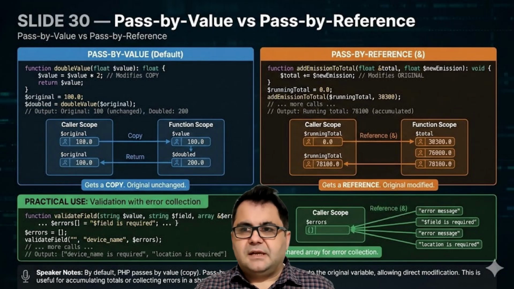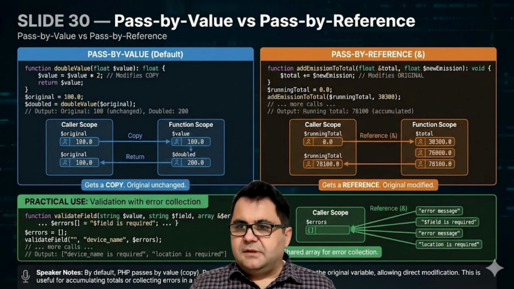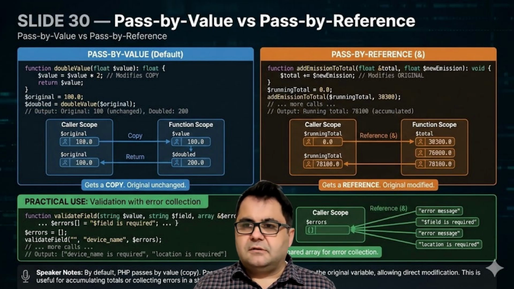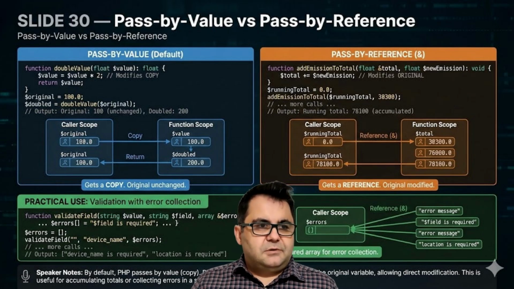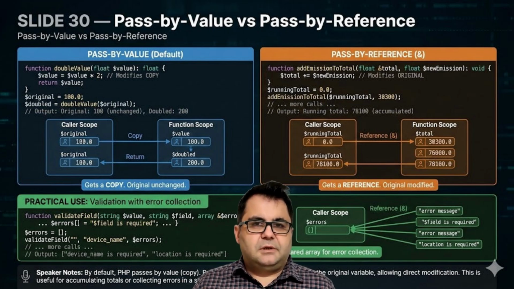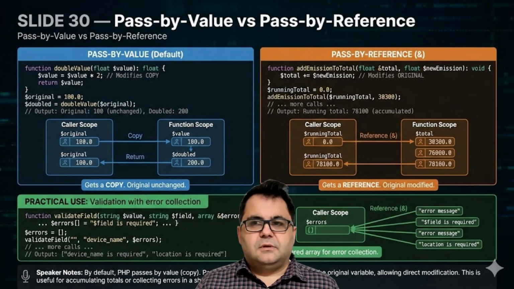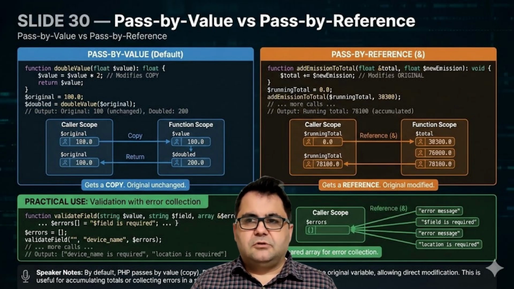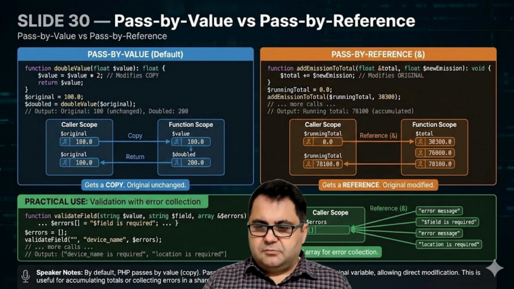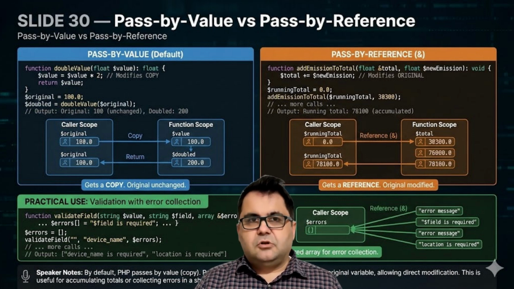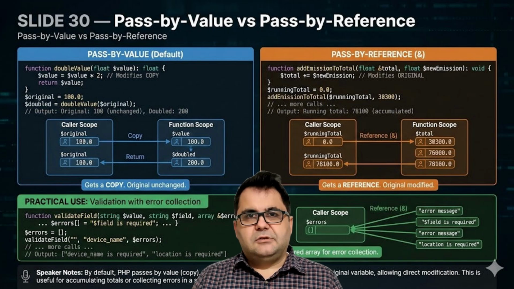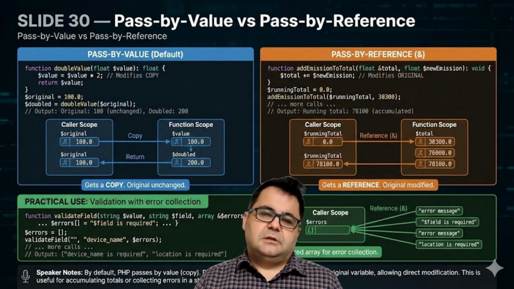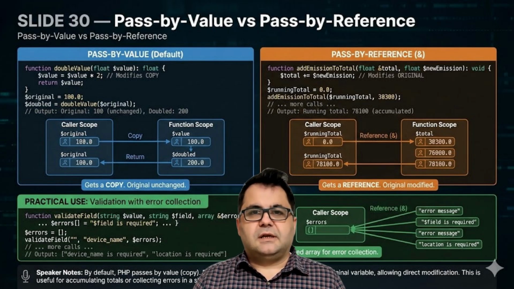By default, PHP passes arguments by value. The function gets a copy. Changing the copy doesn't affect the original. This is safe, but means the function can only communicate back through its return value. Pass by reference, marked with an ampersand before the parameter, gives the function access to the original variable. Changes inside the function affect the caller's variable directly. The running total example shows this. Each call to addEmissionToTotal accumulates into the same variable. The validation example is even more practical. Each validateField call can add errors to a shared array. We'll use this pattern in our form validation, where multiple fields are checked and errors are collected into one array.